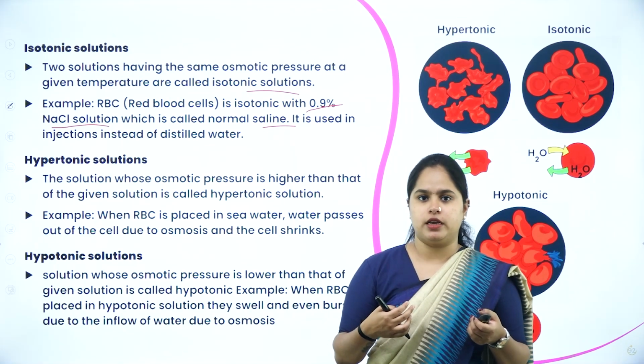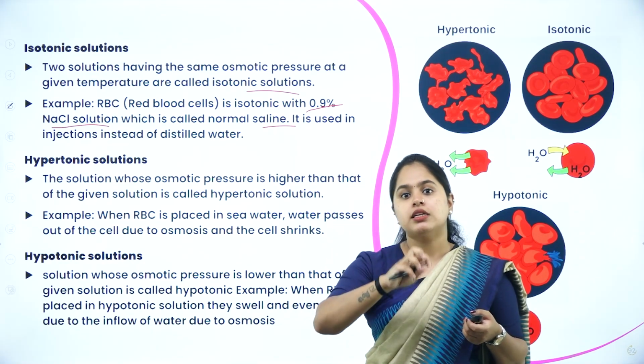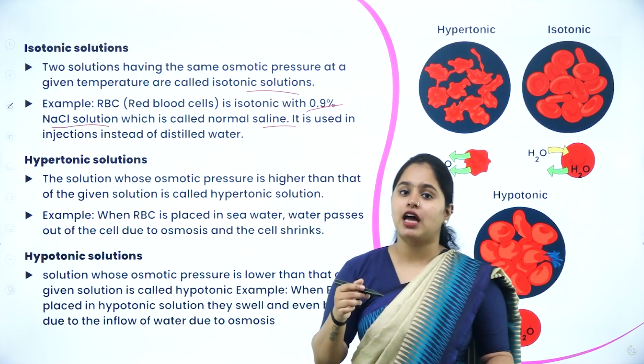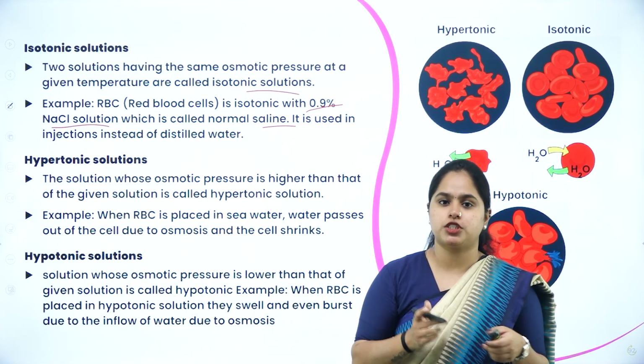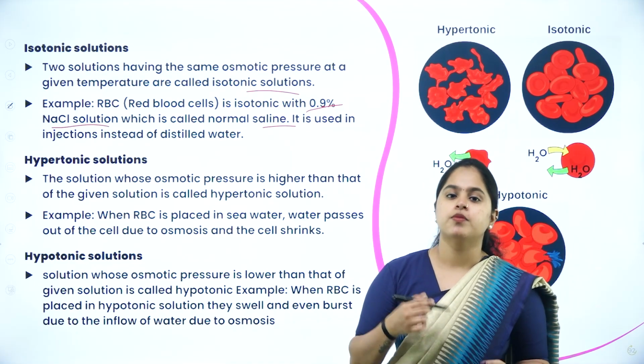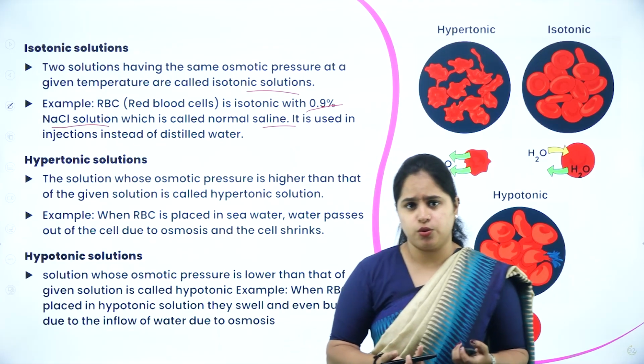No osmosis will take place, or else what would happen to the cell? Either it will shrink or it will bulge. So if you are intravenously injecting something, it should have the same osmotic pressure as the fluid present inside the cells. So that is 0.9% sodium chloride. So this is about isotonic solutions.